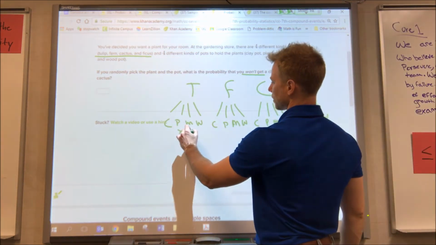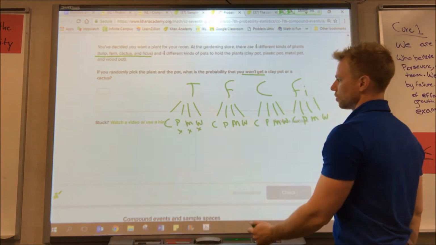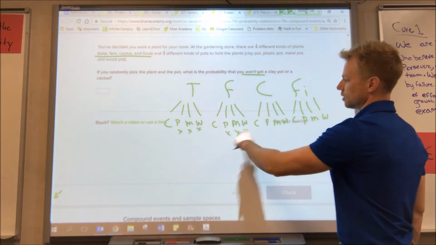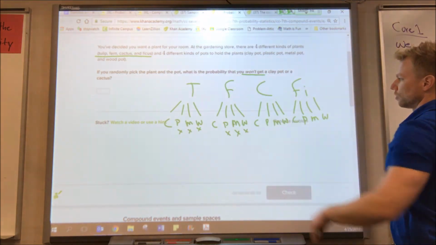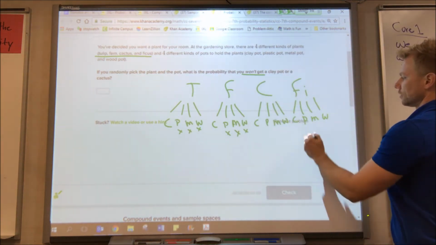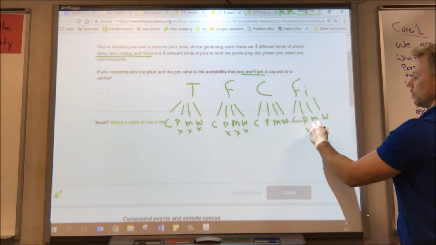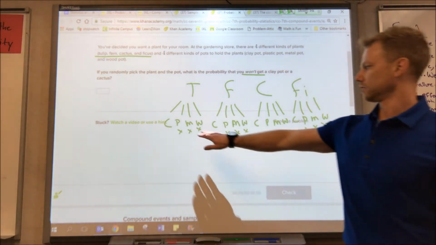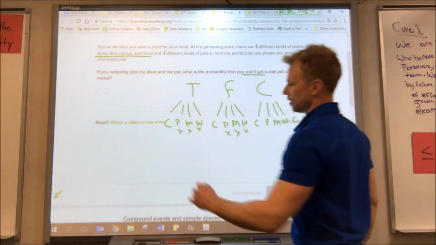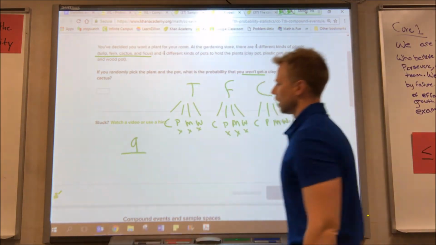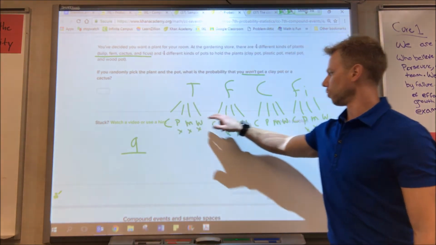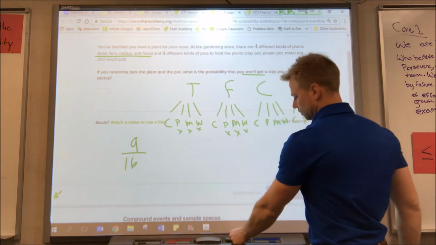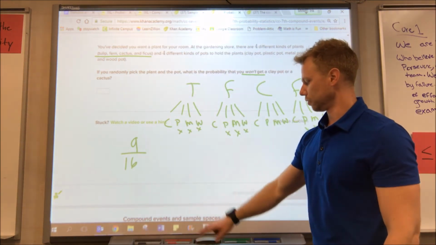So this one is not cactus or clay. Neither of those 3 are. The first one doesn't work because it's cactus, but these 3 work. It's not cactus or clay. None of those work because that's all cactus. First one is clay, that doesn't work, but the last 3 do because it's neither clay or cactus. So that's 3, 6, 9. 9 is our want out of a total of 4, 8, 12, 16. So 9/16 would be our probability.